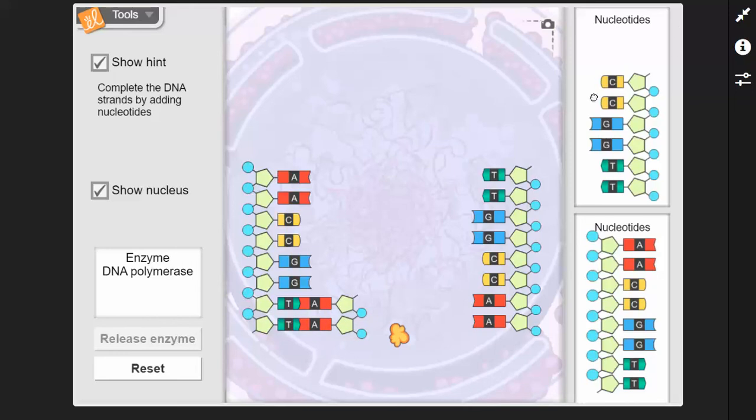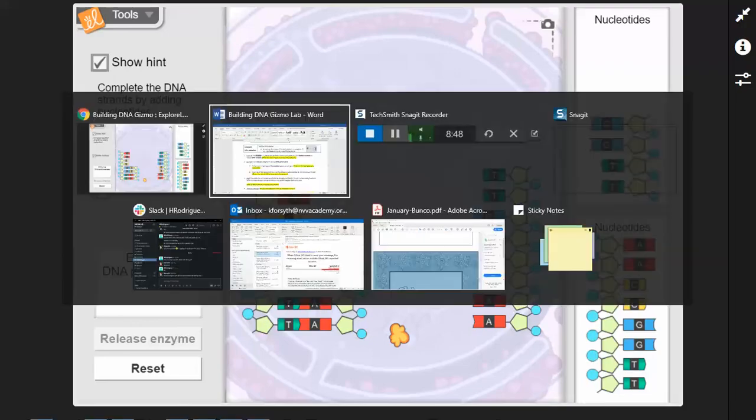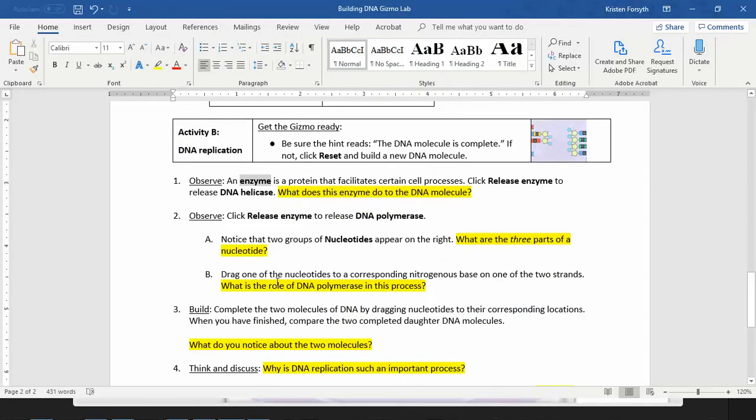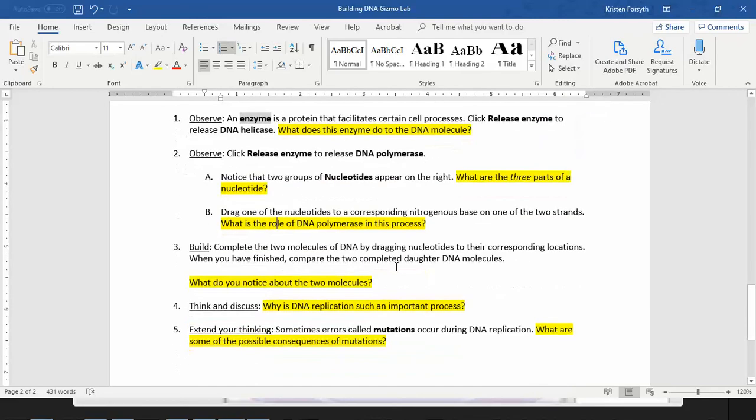Okay, so we're just going to keep going, plug these in quick, get it done, and when you're finished, you will end up with 2 identical strands of DNA. So why don't you build yours, see what your results look like, and then you should have an answer for numbers 2 and number 3.